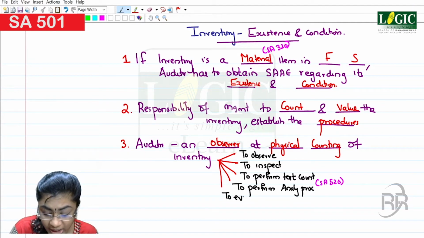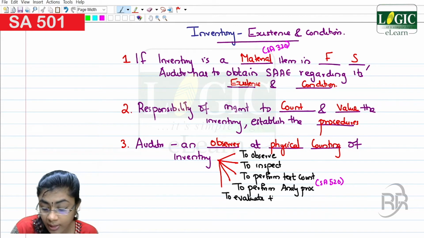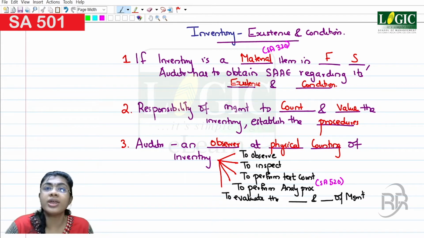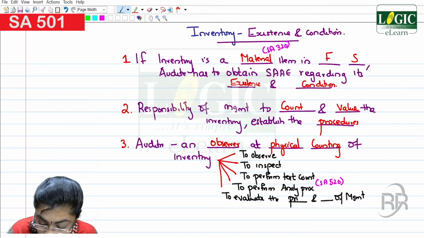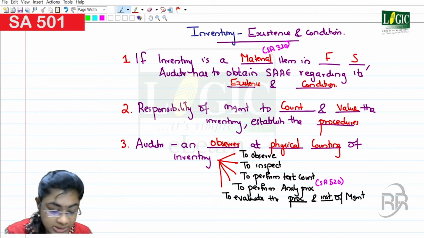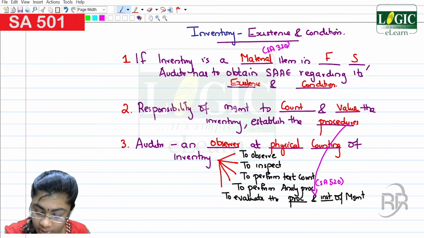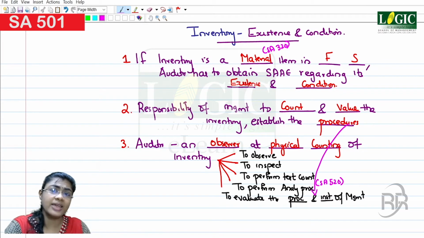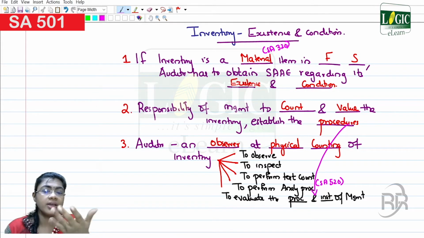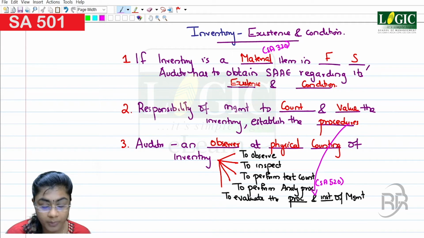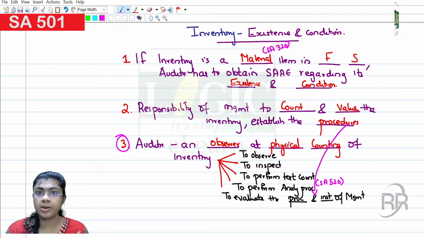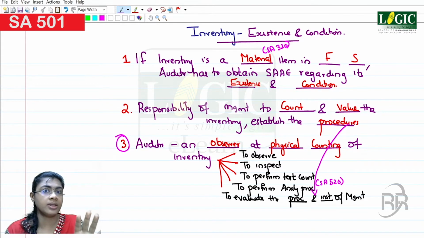Finally, to evaluate the procedures and instructions of management. Here we said, procedures management will establish, which we will evaluate. Management will establish the procedures, auditor will evaluate the same. Clear?